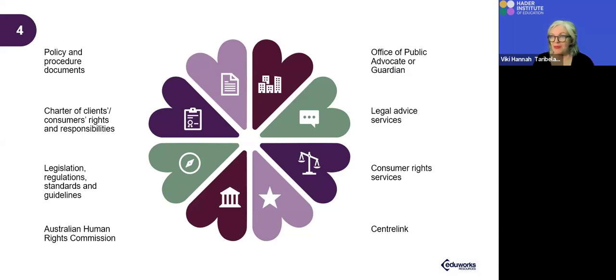If they rebrand themselves, if you've been around long enough, you'll know it was CES, Commonwealth Employment Services. Then they branched out to do other things. So Medicare sit inside there, human services sit inside there, and then of course Services Australia sit inside there, which is around payments and things like that. Human Rights Commission, their website's amazing, and they're very helpful. Legislation, regulation, standards and guidelines.